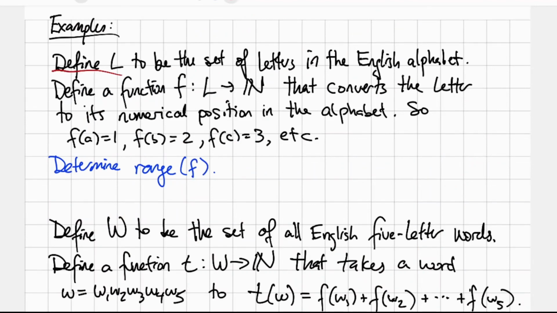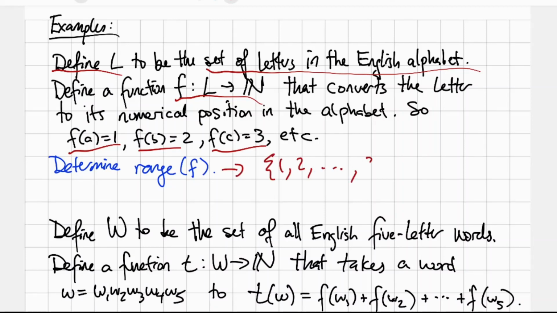Let's do another pair of examples. Let's define capital L to be the set of letters in the English alphabet. We can define a function f from L into the natural numbers that converts the letter to its numerical position in the alphabet. So we're going to define f of A to be equal to 1, f of B to be equal to 2, f of C to be equal to 3, etc. What's the range of this function? Well, we know that there are 26 letters in the alphabet, so we expect the range to be the numbers from 1 up to 26.